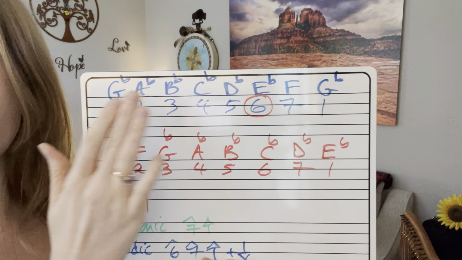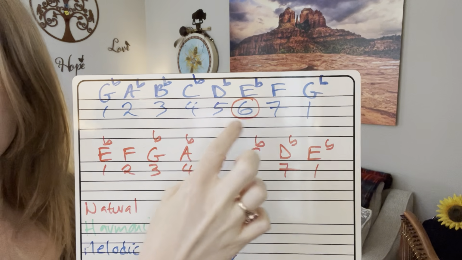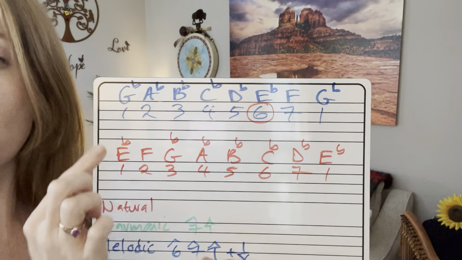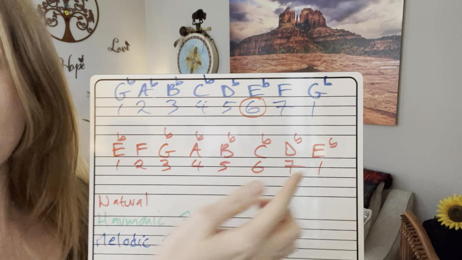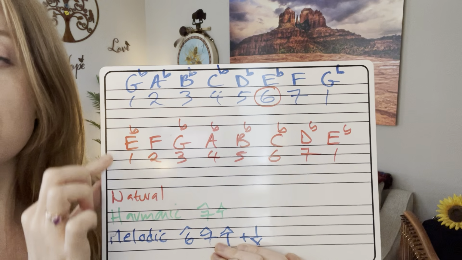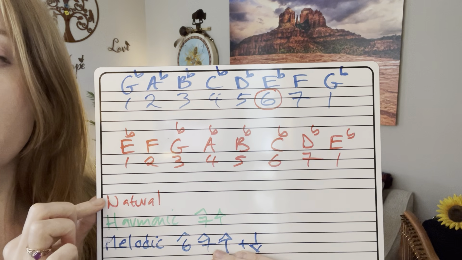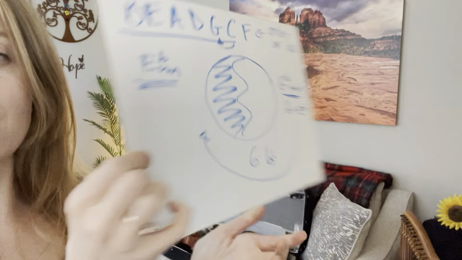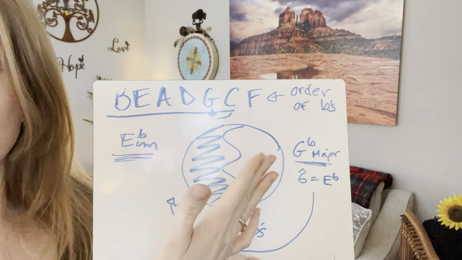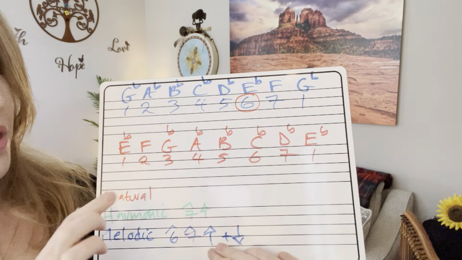Anyway, so here's our G flat major scale. We have the 6th scale degree circled because that gives us our minor scale, E flat minor. And there's 3 different kinds of minor scales. What's written out here is called the natural minor, right? It's the exact, just dark side of the major. So nothing has been tweaked.